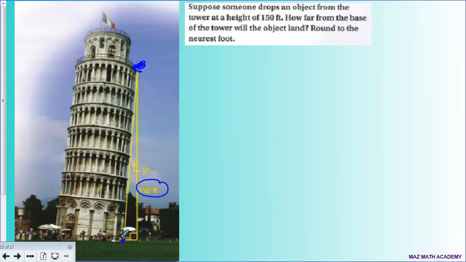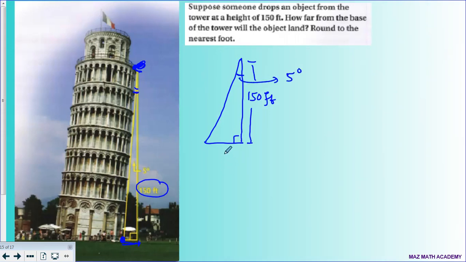So we need to find, this is the object, this is the tower base, and we need to find this distance. Remember, this is a right triangle. I roughly sketched the diagram. It's like this. Now we have this length, the height, as 150 feet. And this acute angle is also given, it's 5 degrees. And we need to find this base length. Let's suppose it's x.